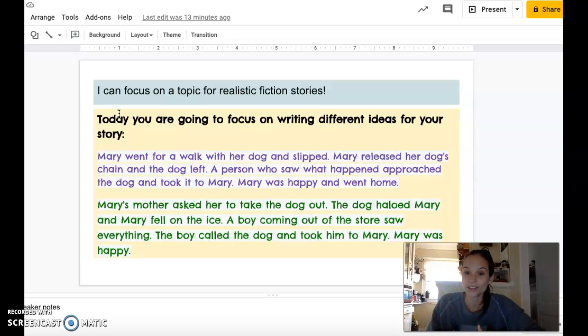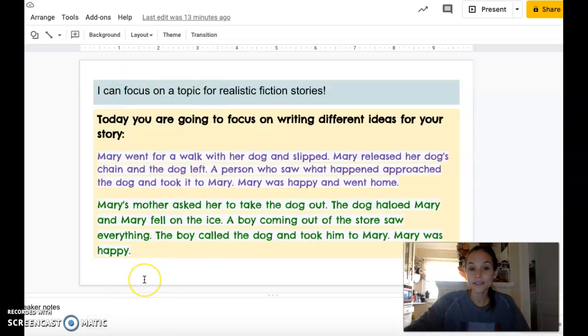So do we have characters? Yes, we have Mary and we have a person who saw what happened, right? Do we have a problem? Oh yeah. Yep, Mary slipped, let go of her dog, and her dog left. It ran away. Do we have a solution? Yes. The person saw what happened, got the dog, gave the dog to Mary. So that example includes the 4 things we need to have.